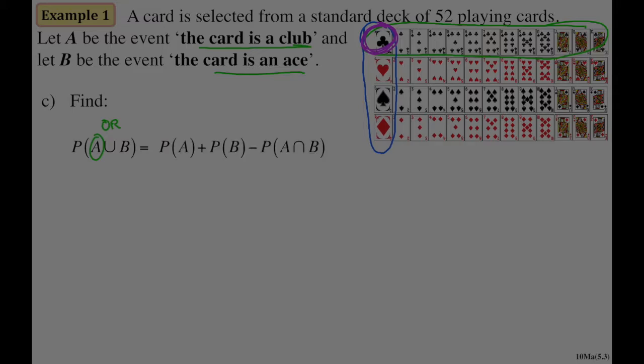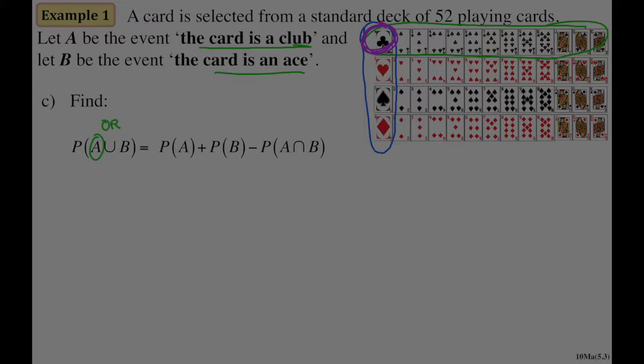Part C says, what's the probability of getting a card that is in Group A or Group B? So what's Group A? That's a club. So it's a club or it's an ace. Well, how many clubs are there? 13 of them. How many aces are there? 4 of them. But if I look at that, you'll notice something. This one I've counted twice. So we've got to be very careful. And that's why we have a formula.